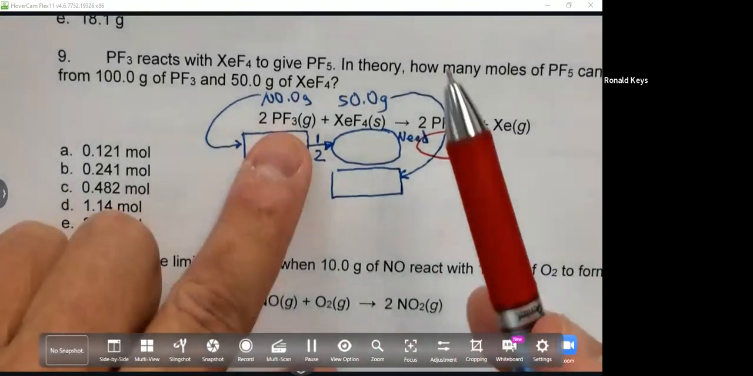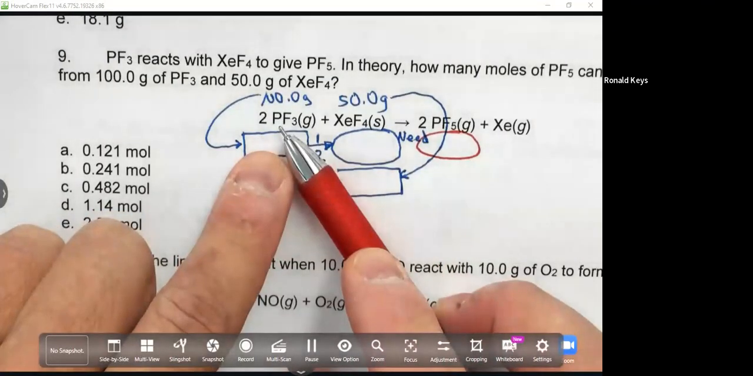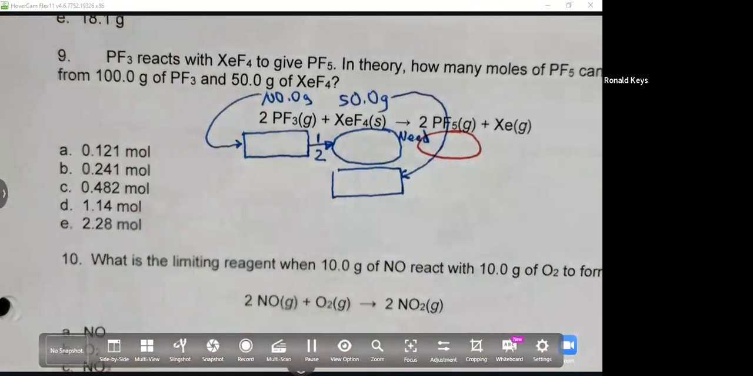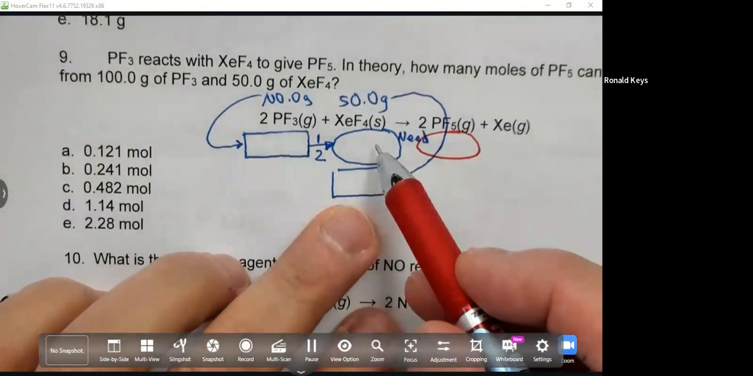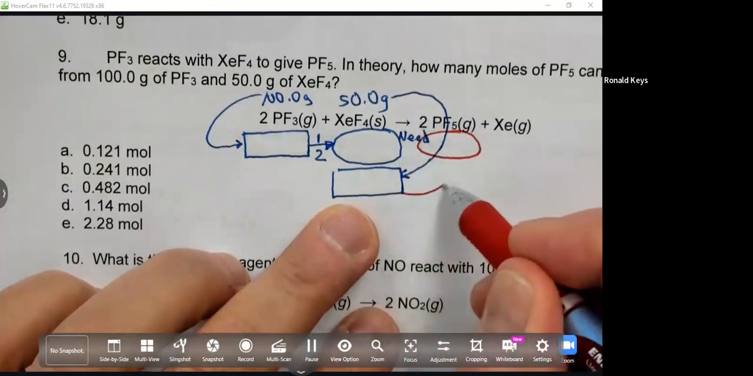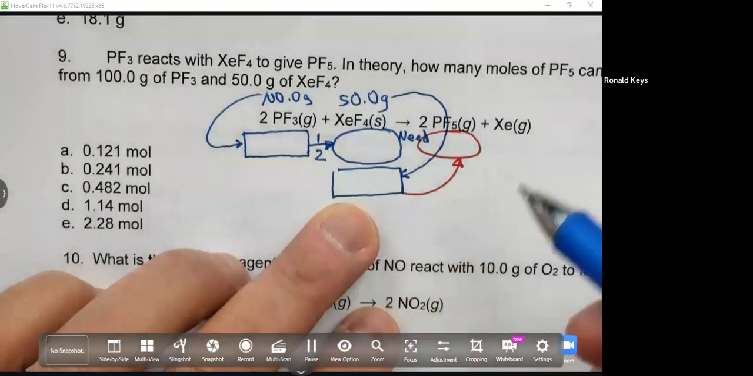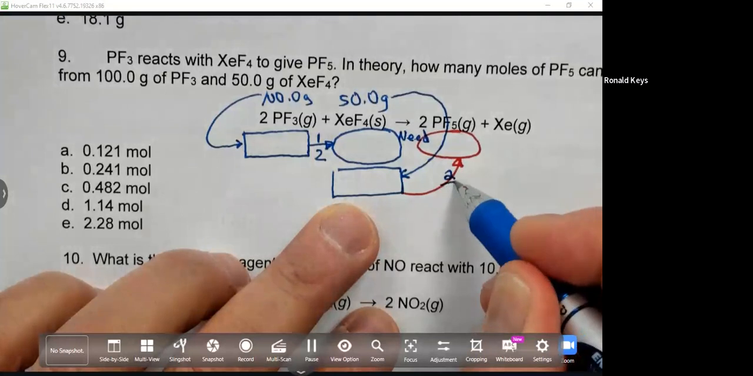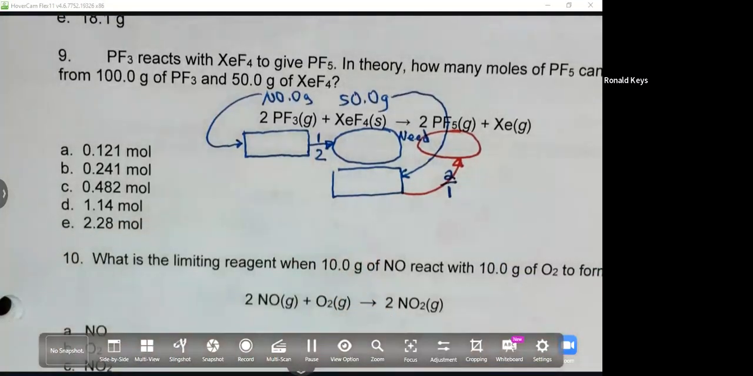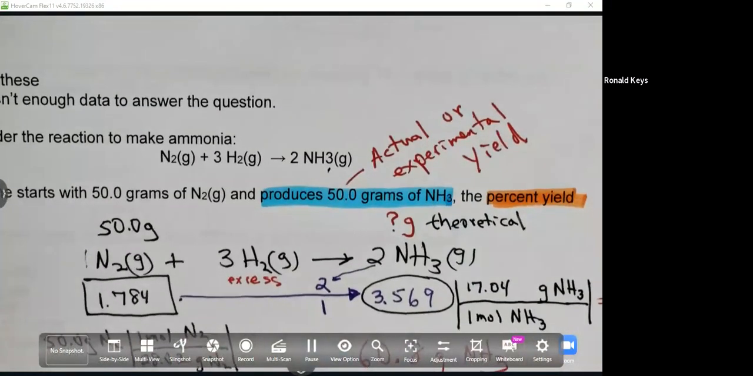Which one's limiting here? Is it PF3 limiting or XeF4? Somebody tell me which one's limiting. XeF4 is limiting? Okay, so we're going to be coming off of here. Once you figure that moles out, the mole factor fraction is 2/1. And 9 and 11, we already did. We did 11 previously.